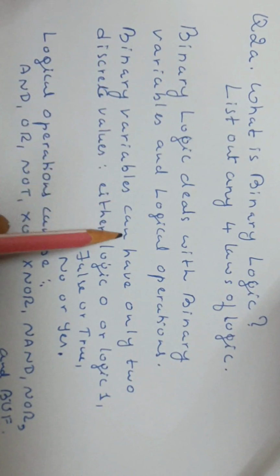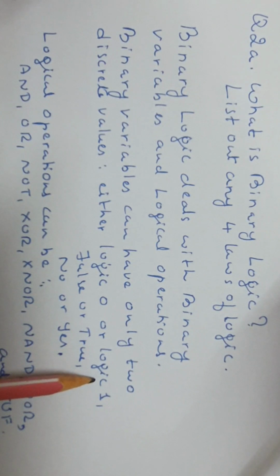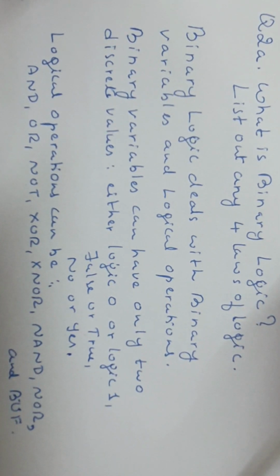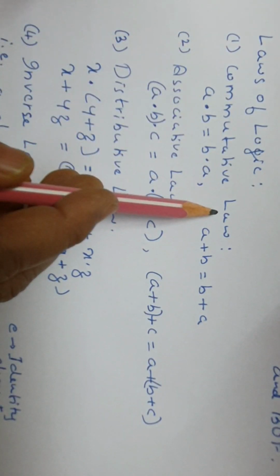Binary variables can have only 2 discrete values, either logic 0 or logic 1. They can be interpreted as either false or true, or no or yes. The logical operations can be AND, OR, NOT, XOR, XNOR, NAND, NOR and buffer. Okay. Laws of logic. The first one, commutative law.